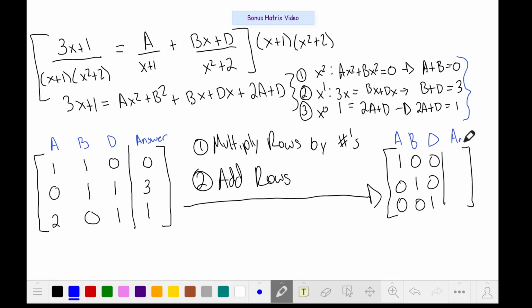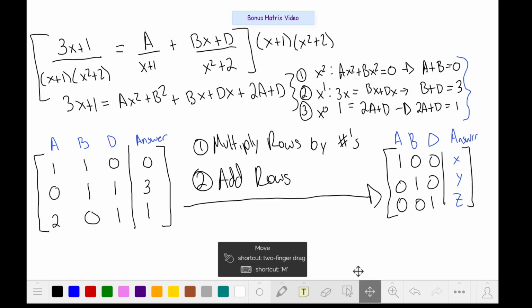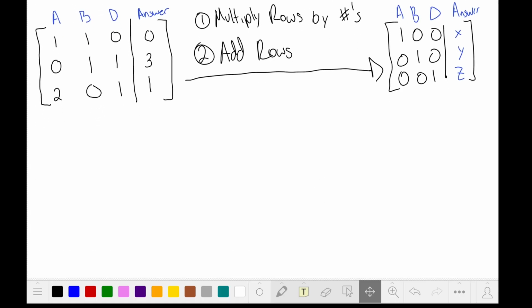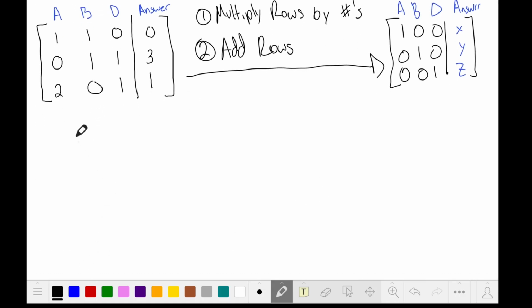And then we're going to have some sort of answer where this is just some number X, some number Y, some number Z. So this will be an easy way for us to figure out the values of A, B, and D just by doing a little bit of multiplication and addition. So we can kind of skip the whole substitution thing if you guys didn't like it, because I know that substitution's not for everyone. So how does this actually look like in practice? Well, let's rewrite our matrix really quickly. Remember to always put a line to separate the answers from the actual variables.